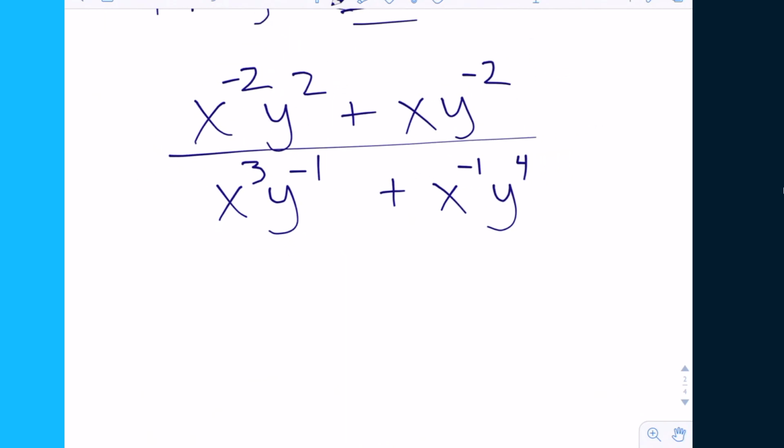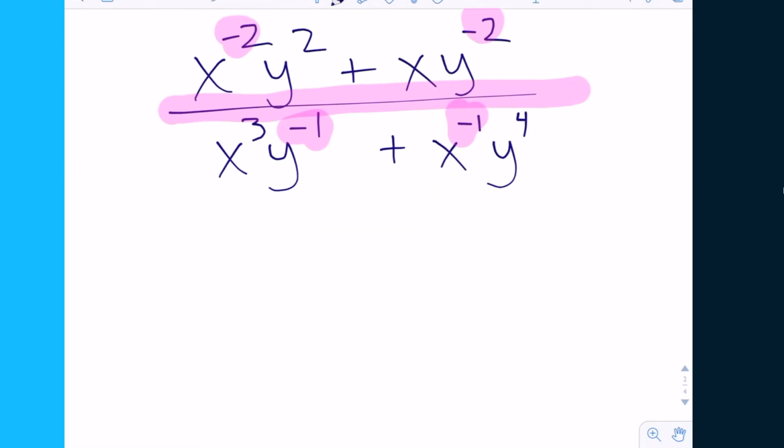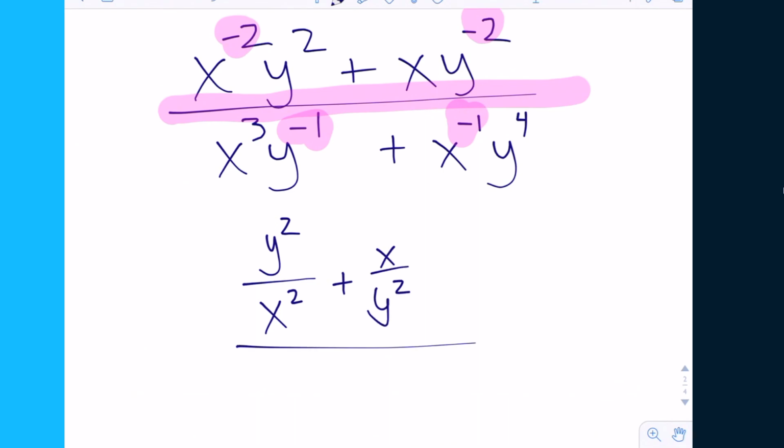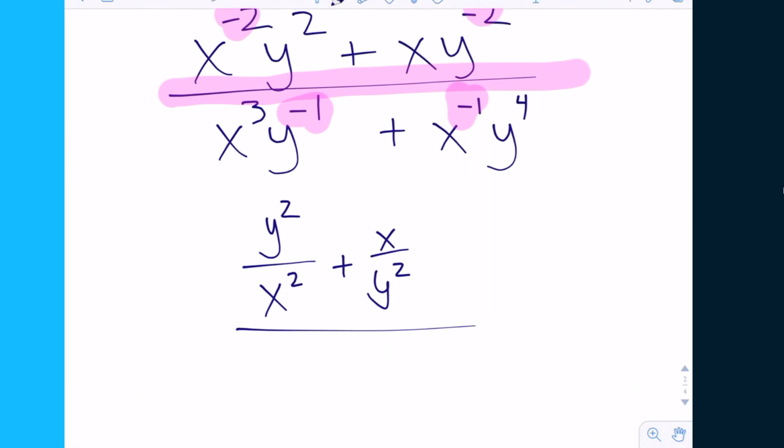Okay, let's go over it. The first thing that you're going to do, once you recognize it's a complex fraction, you have a division bar here, and then you got negative, negative, negative, negative. You want to get rid of the negative exponents, okay? So that's y squared over an x squared. You could certainly write it as 1 over x squared times y squared, but remember, it's the same as y squared over x squared, which looks a little bit nicer. And then plus x over y squared for the next term. And then you've got in the bottom an x cubed over y plus a y to the fourth over x.